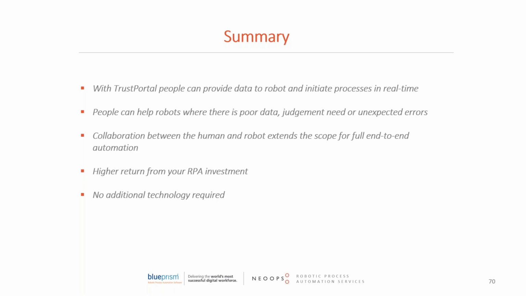People can help robots where there is a poor data, judgment need, or unexpected errors. Collaboration between human and robot gives us big opportunity to extend the automation scope. Instead of having a significant ratio of exceptions, the process can be finished by the robot with human help. And this is exactly what we could see in presentation of Jakub from Komerční banka. All this leads to higher return from your RPA investment.